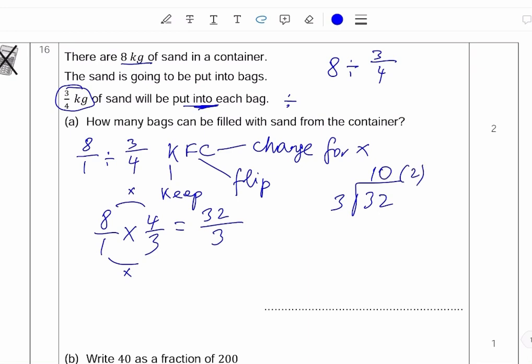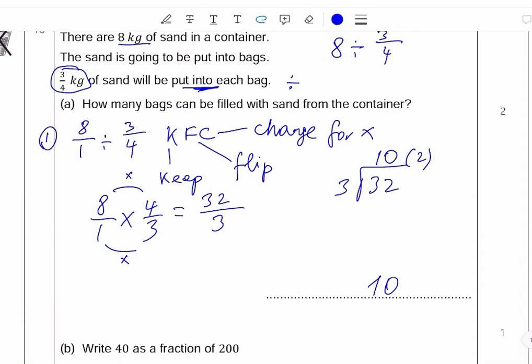So you get 32 divided by 3, that is 10 and 2 remaining. So we're going to go for 10. 10 bags can be filled fully.